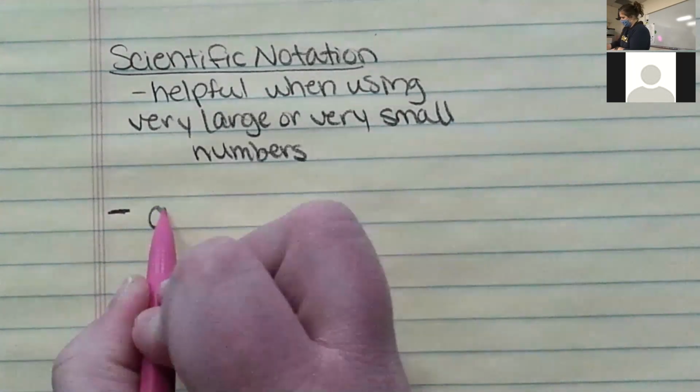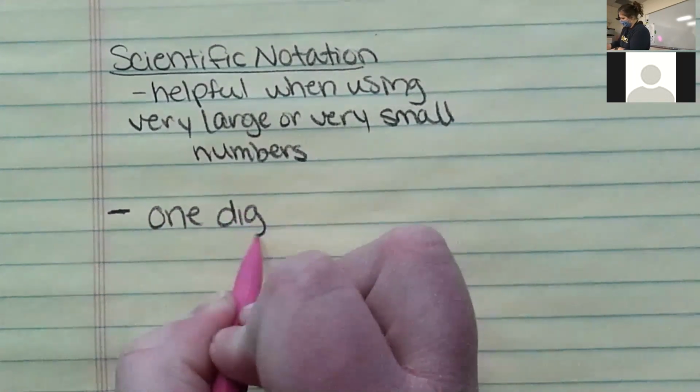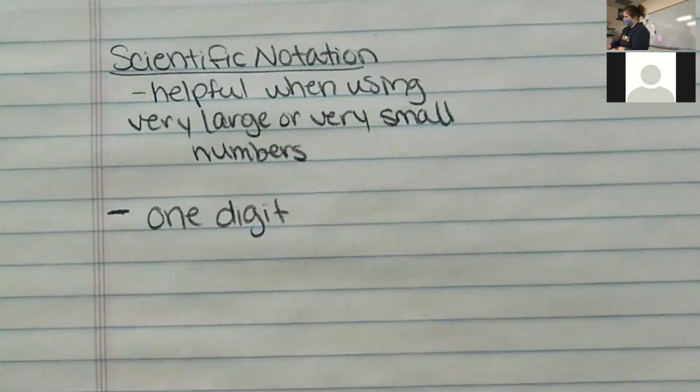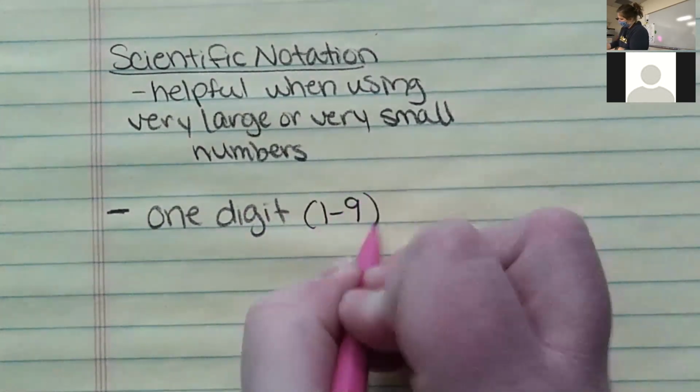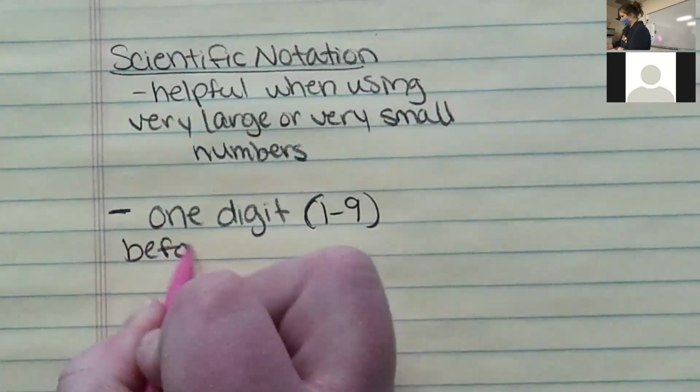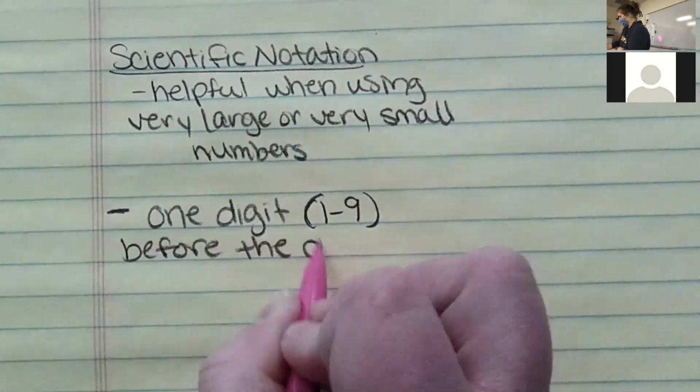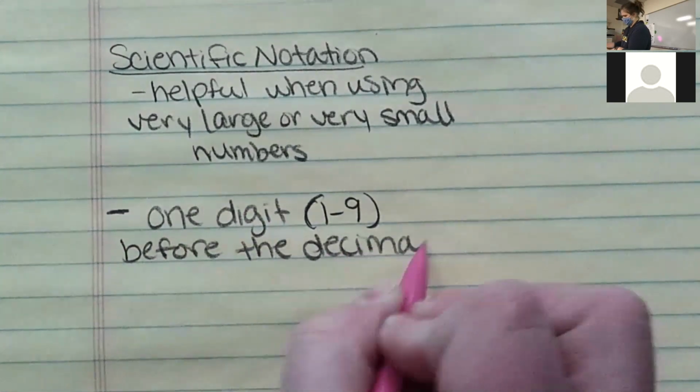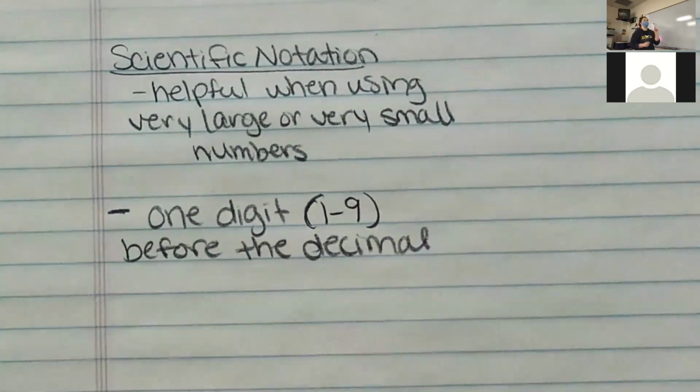You need one digit between 1 and 9. So only one digit between 1 and 9 before the decimal. So you could have a 1, a 2, a 3, a 4, a 5, a 6, a 7, an 8, or a 9 in front of the decimal. You cannot have a 0 in front of the decimal. Okay, so that's one requirement.